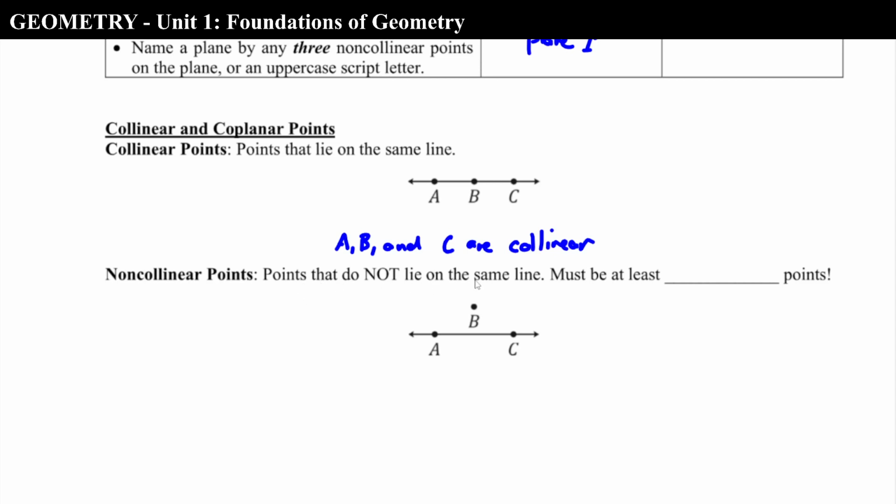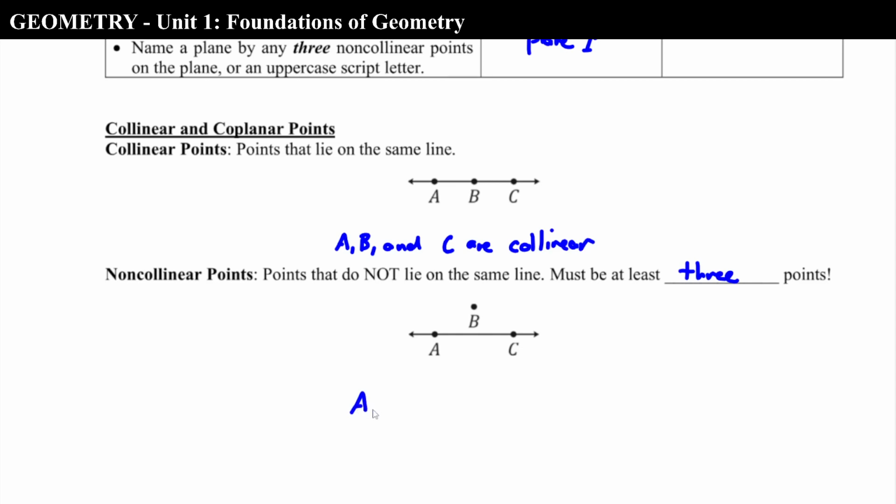Points that do not lie on the same line are non-collinear, and you must use at least 3 points in describing it. Okay, so A, B, and C are non-collinear because they do not lie on the same line, and we cannot draw a straight line through A, B, and C.